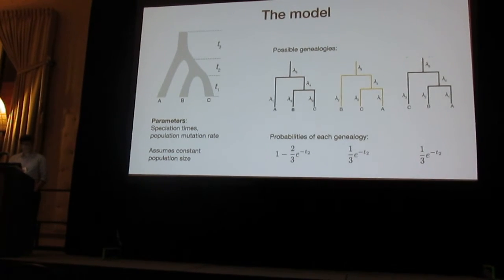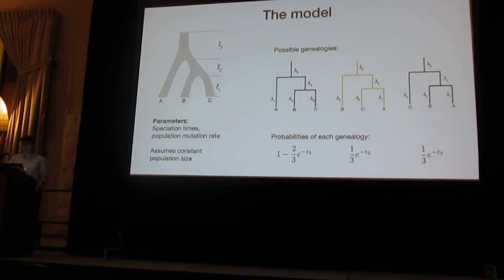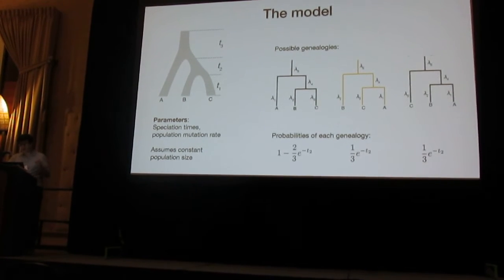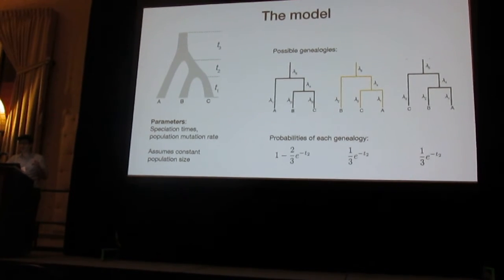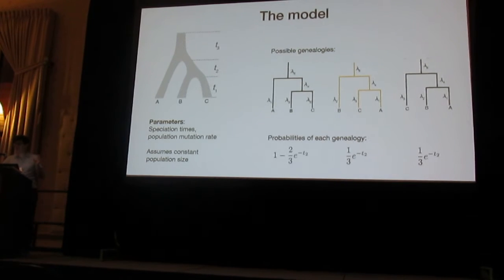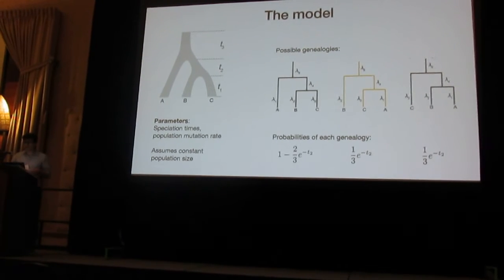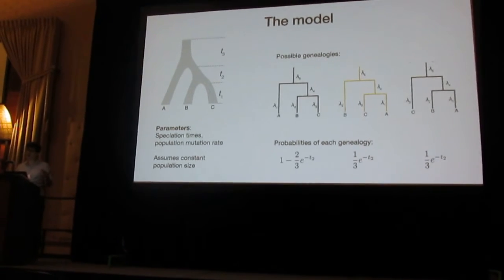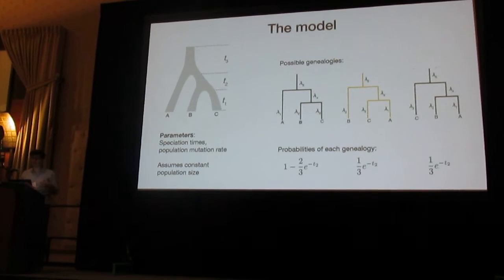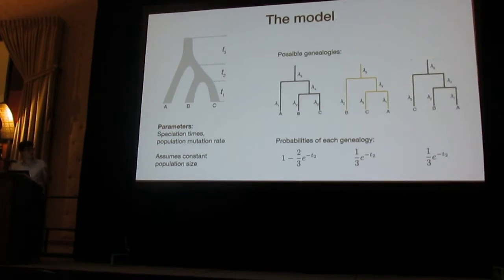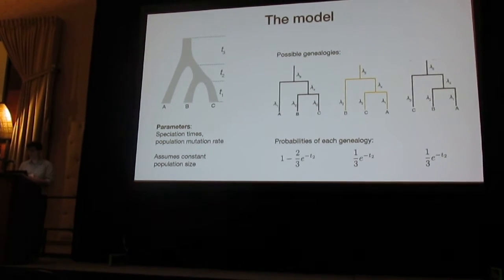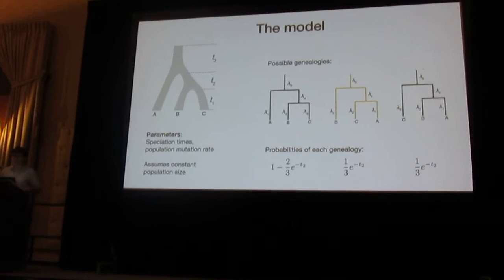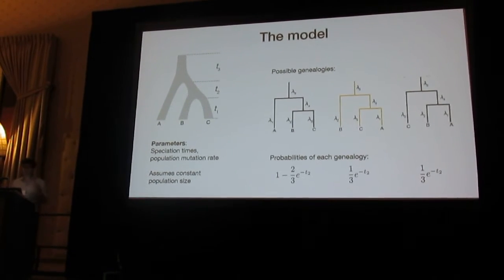The probabilities of each one of those genealogies are dependent on the length of time that happens in the ancestor of B and C, so T2. If you have more time for that coalescence to happen, then it is less likely that the discordant, the incongruent genealogies happen, and then the possibility of hemiplasy tends to go down. Okay. That's pretty much all we need.